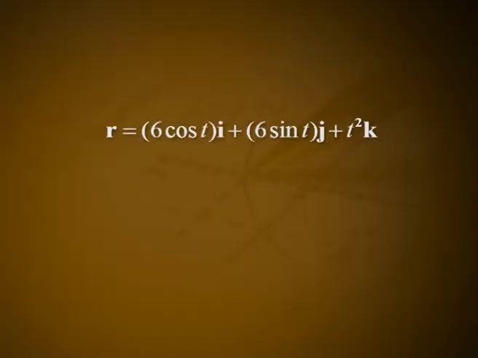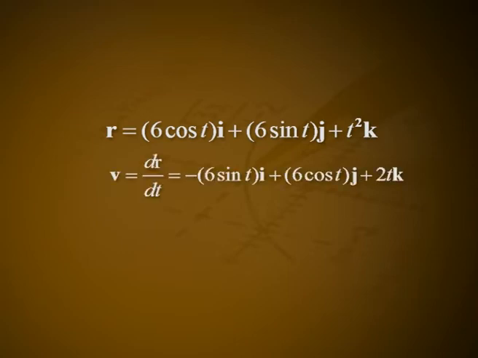Vector r = 6 cos t i + 6 sin t j + t² k. Vector v = d/dt of vector r, which is equal to minus 6 sin t i + 6 cos t j + 2t k. Vector a = d²/dt² of vector r, which is equal to minus 6 cos t i minus 6 sin t j + 2 k.